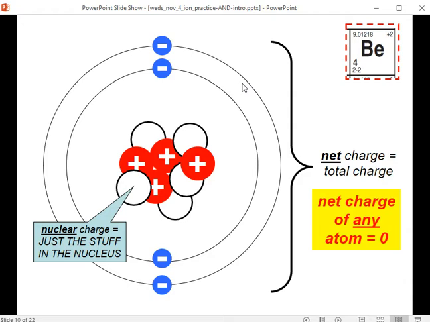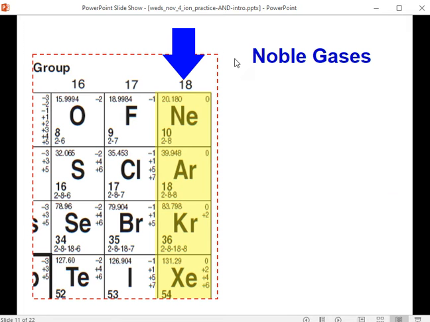You might be asked about the nuclear charge. That's just the stuff in the nucleus. So what's the nuclear charge of this beryllium atom? It'd be +4 because the neutrons don't count. Neutrons are neutral. They have no charge. Protons have a +1 charge each. 4 of them makes a +4 charge.